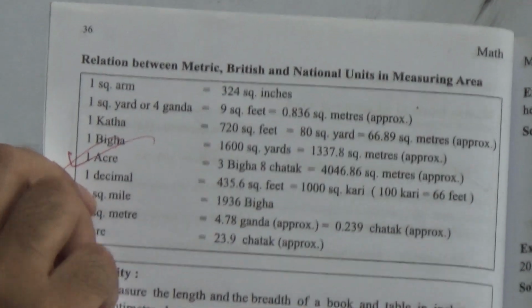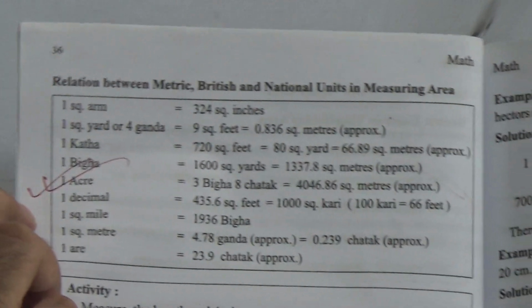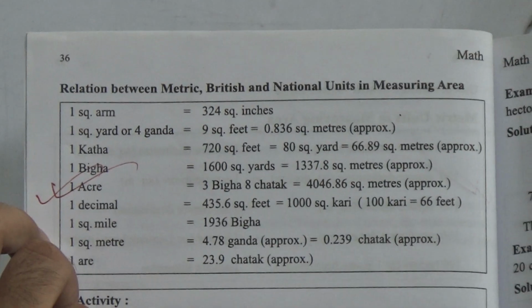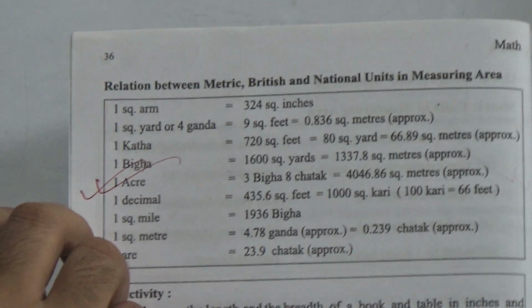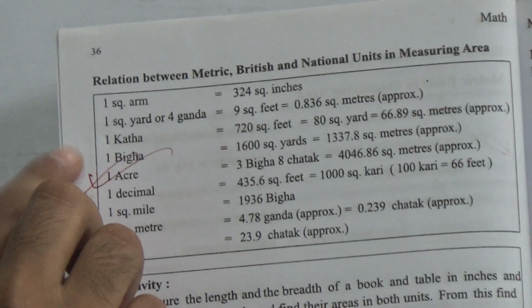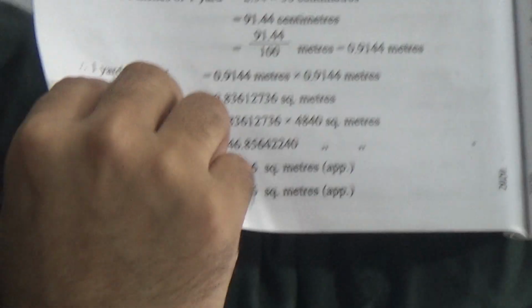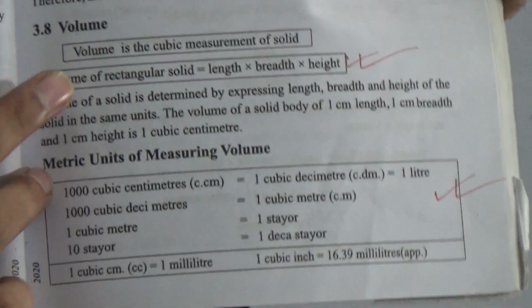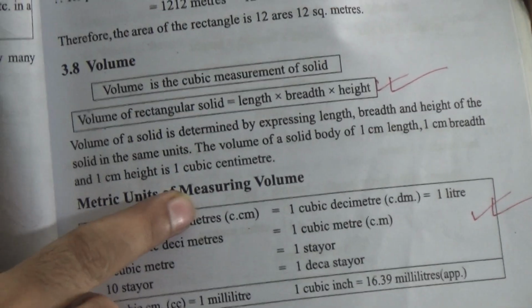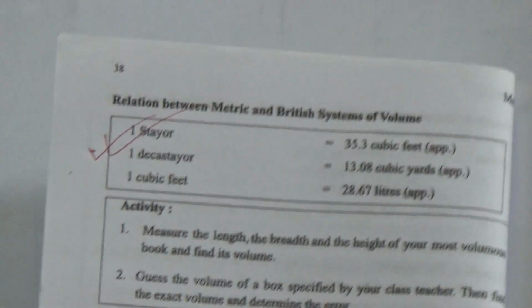This is another table given here. Relation between metric, British and national units in measuring area. Relation among these units is given. And go to the next page, volume. Here the formula of determining volume is given, and metric units of measuring volume are also given here. Page 38, relation between metric and British system of volume is also given in this table.